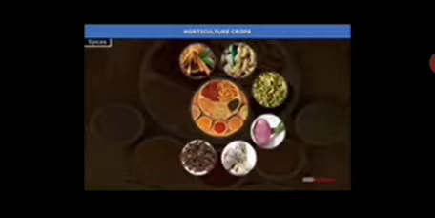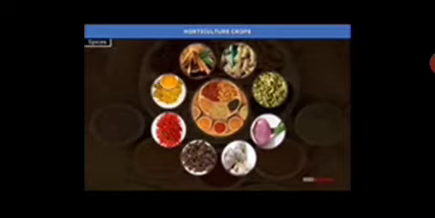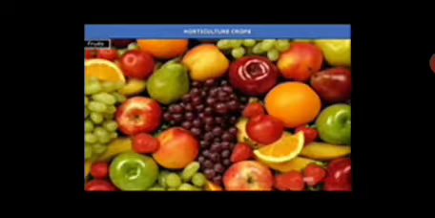Spices include cinnamon, ginger, cardamom, onion, garlic, clove, chili, and turmeric. India is the second largest producer of pepper and cardamom after Indonesia. Kerala, Karnataka, and Tamil Nadu are leading states of spice production.